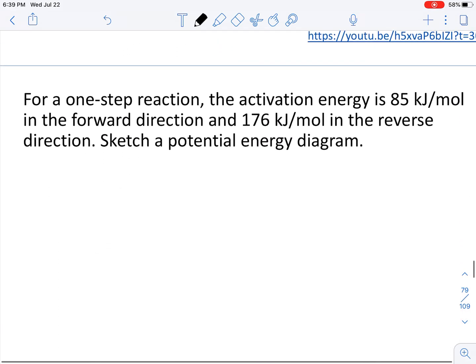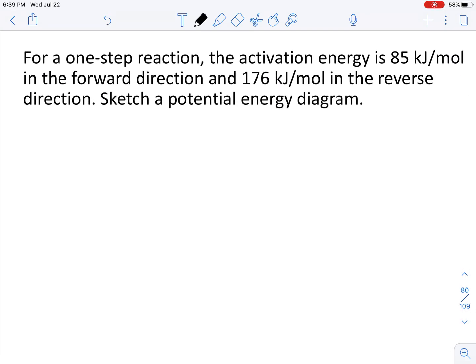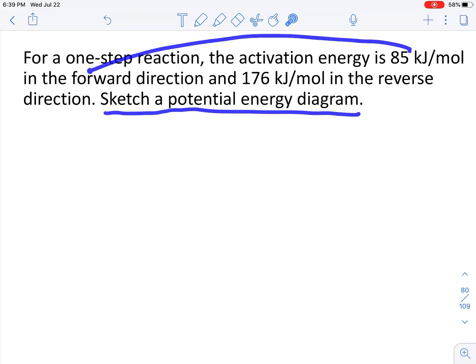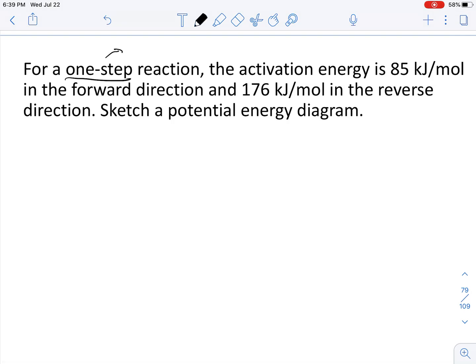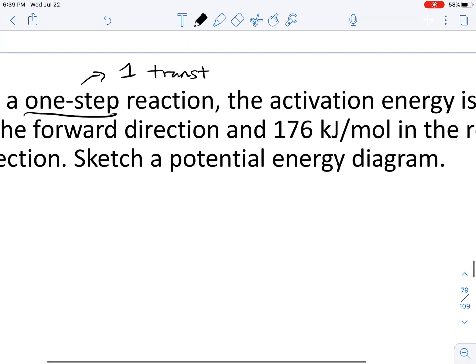All right, so we're going to go ahead and just do one example, and we'll finish the lecture. So overall, we're going to sketch a potential energy diagram based on the information that the problem gives us. This is a one-step chemical reaction. In other words, there's only one transition state. And if there's only one transition state, then there's only one hill. If it's a two-step reaction, then there are two transition states. That means there are two hills.